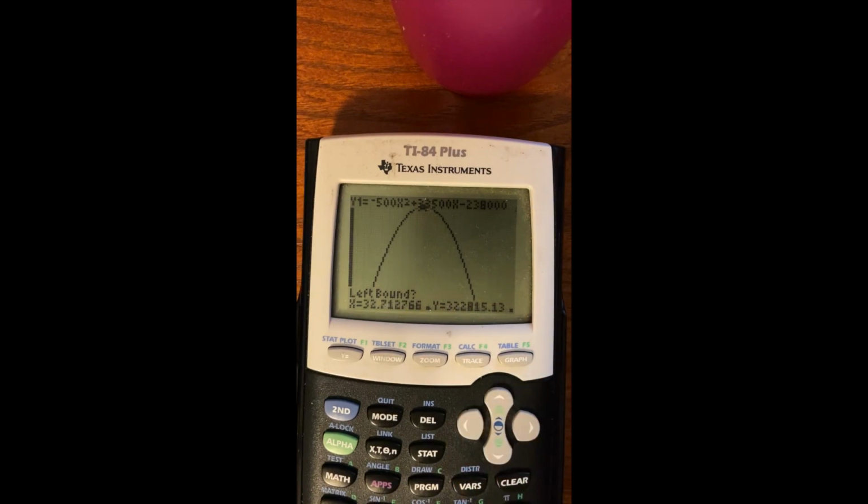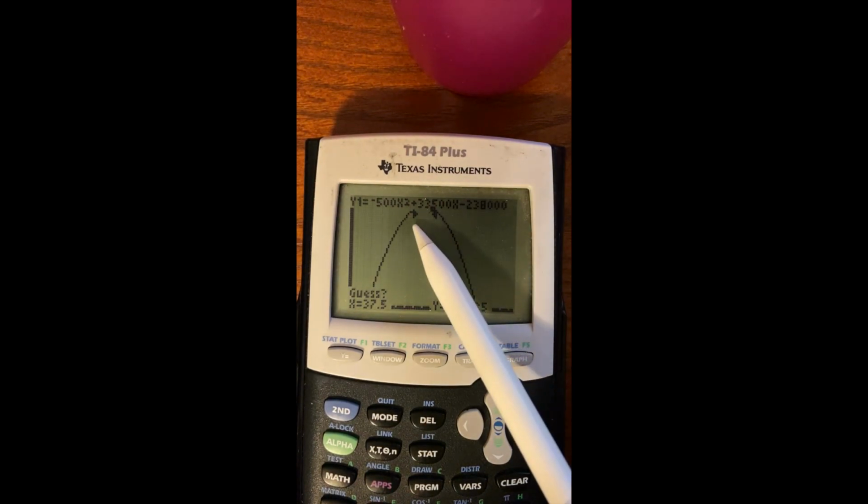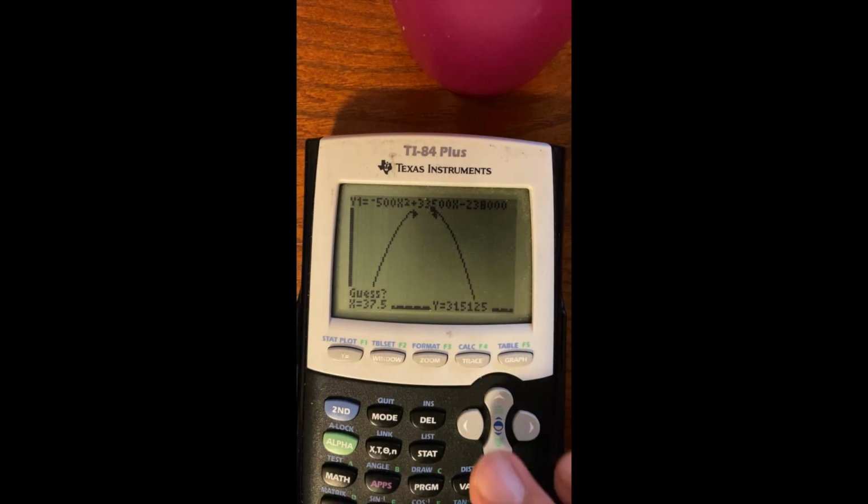So I'm going to start by going up to the peak, and of course for left bound, I want to be a little bit to the left of the peak. If you remember from the last time we've done this, what you're kind of telling the calculator, I'm doing this again for right bound, is somewhere in between the left and right bound is the maximum, right? Somewhere between the left and right bound is the maximum.